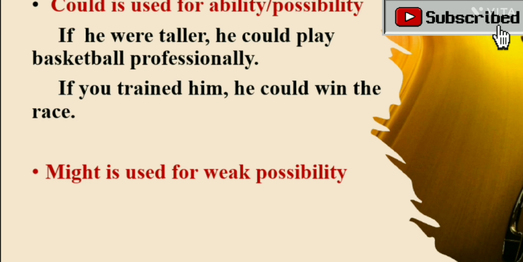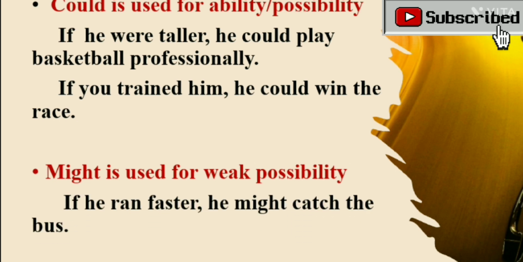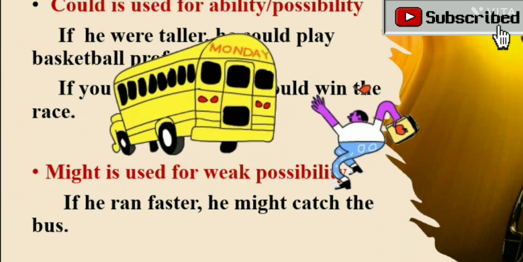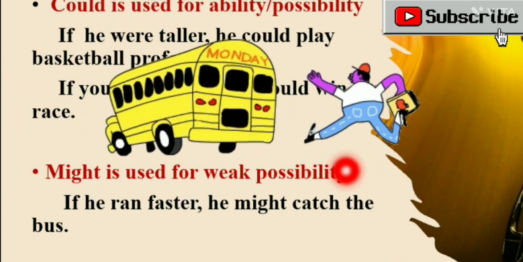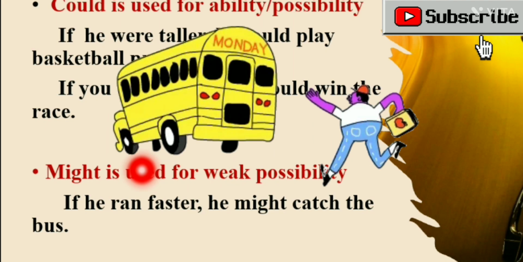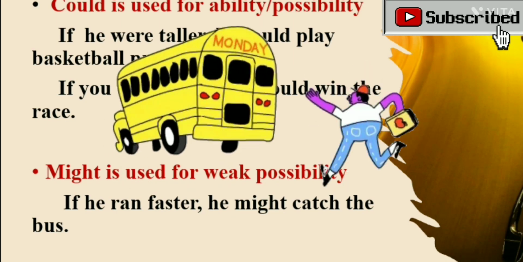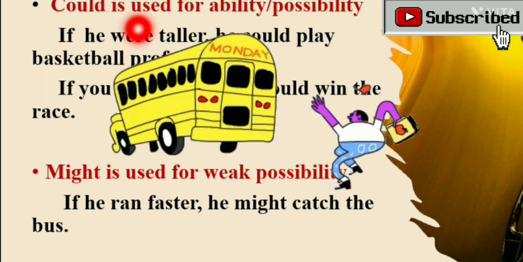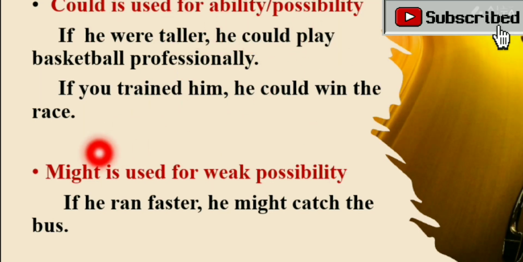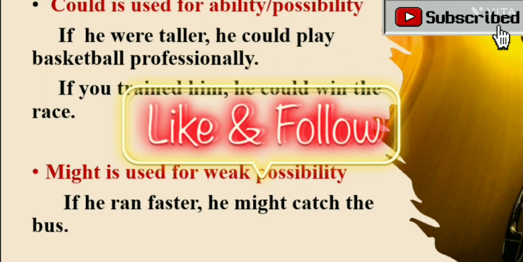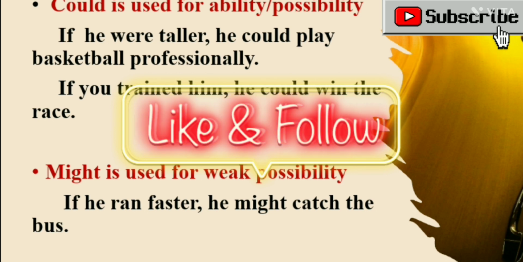Next is might. Might is used for weak possibility. Like, if he ran faster, he might catch the bus. Might is showing over here very, very less chances of catching the bus, even if he ran faster. So that is all about second conditional, how we use would for certainty, could for ability and possibility, and might for very, very weak possibility.